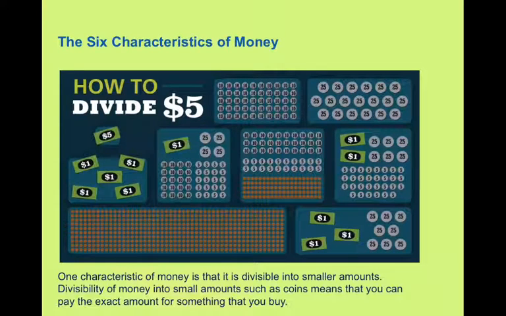Another characteristic of money is that it has to be divisible into smaller amounts. Divisibility of money into small amounts, such as coins like quarters, nickels, dimes, pennies, dollars, $10 bills, things like that, means you can pay the exact amount for something that you buy.